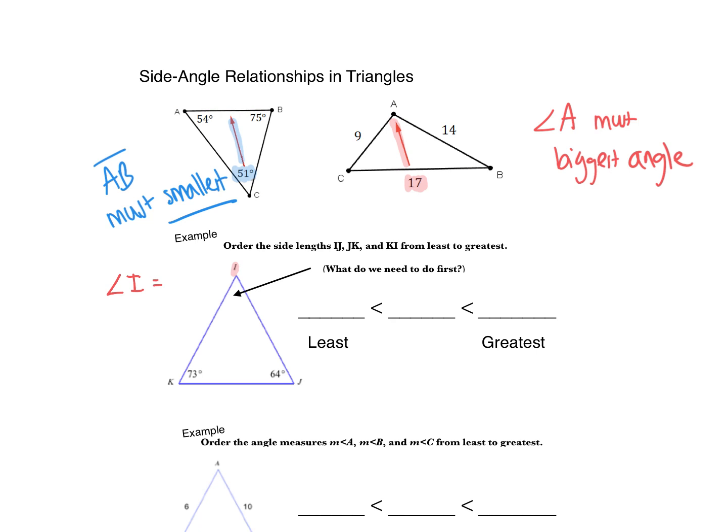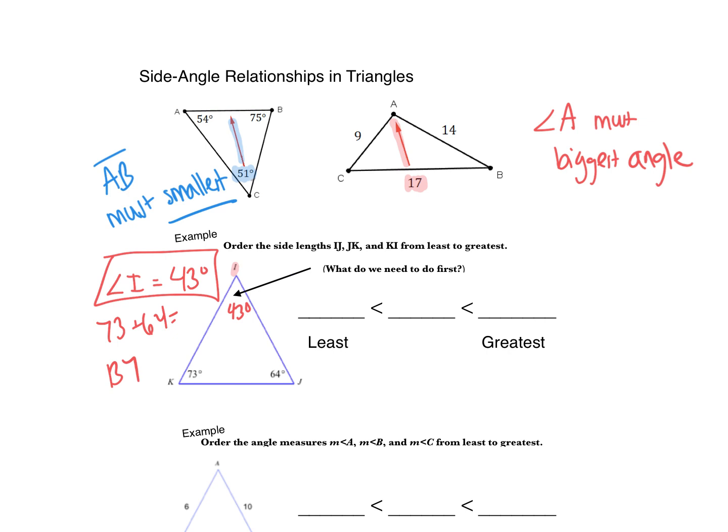So in order to find angle I, remember all angles in a triangle add up to 180. So I'm going to take the two angle measures that they give us and add them together. 73 plus 64 is 137. Then I'm going to subtract that from 180. So 180 minus 137 is 43 degrees. So I know that angle I must be 43 degrees just by subtracting the other two angles from 180.